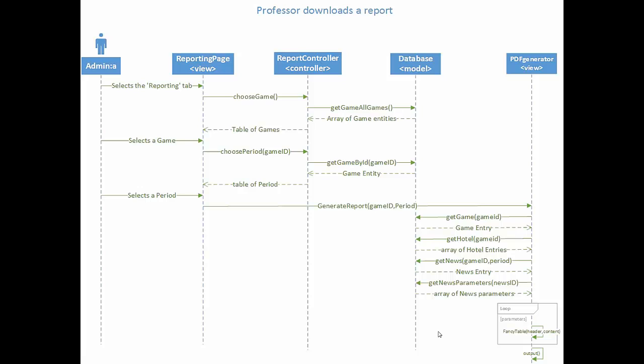The admin selects a game. The reporting page view makes a call to the report controller function choose period game ID. The report controller then gets the game ID using the game ID provided from the model base, from the database model. The game entity is returned. A table of the period is returned. The admin selects the period, and a report is generated for that game period.